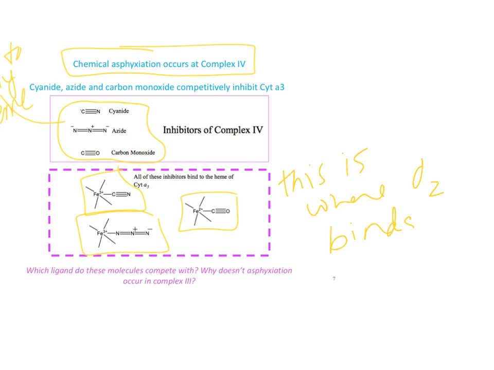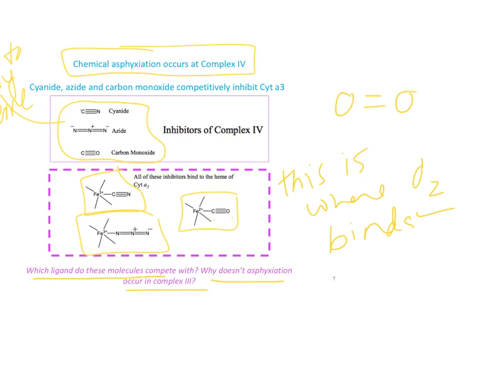Okay, so these ligand molecules here compete with O2. And the reason they're competitive inhibitors is because they all kind of look like O2. Most of them have just 2 atoms. They're all linear, so they look like O2. They bind like O2, but they are not O2.